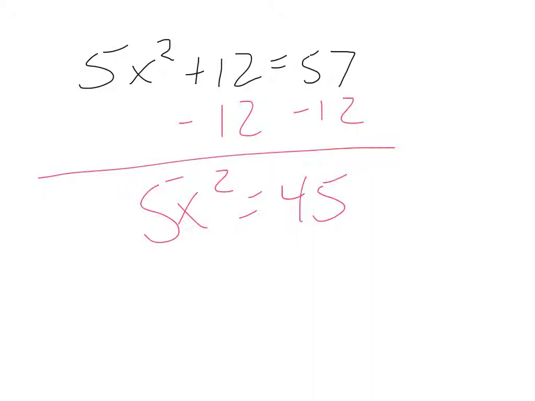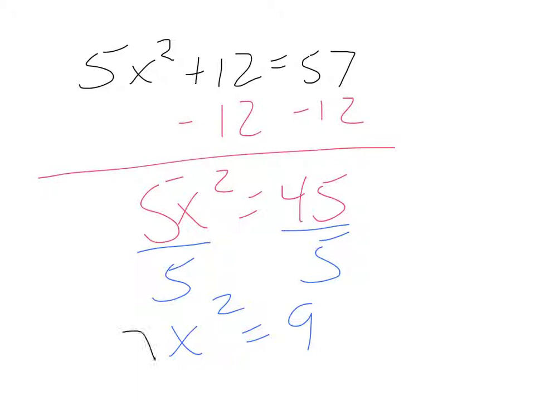Divide by 5. So the next step, you divide by 5. You end up with x squared equals 9. And then what? You've got to square root it. So we square root both sides. It would be plus 3, negative 3. Plus or minus 3. There's your answer, right?